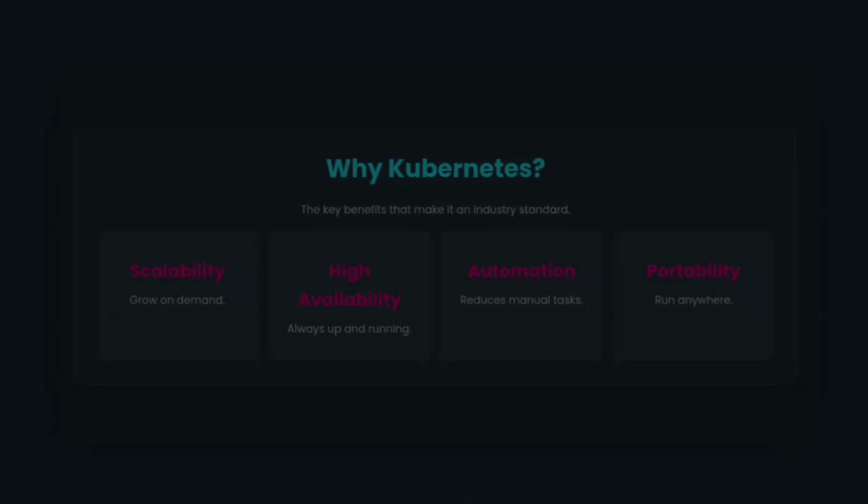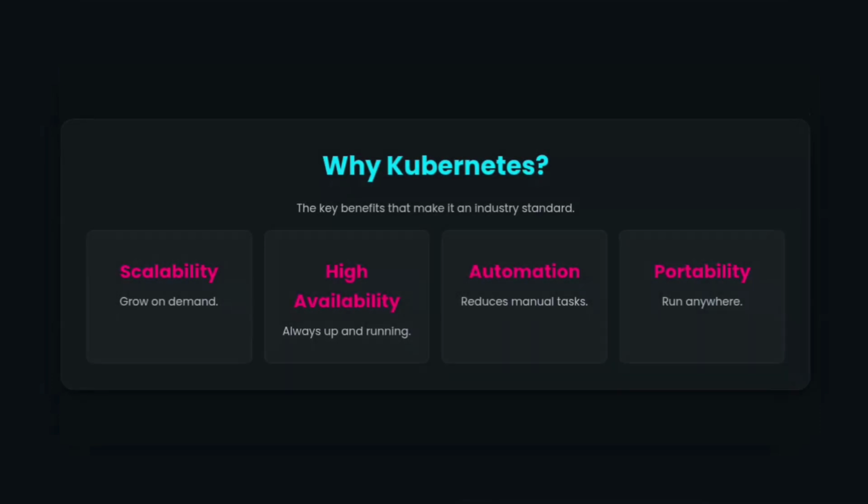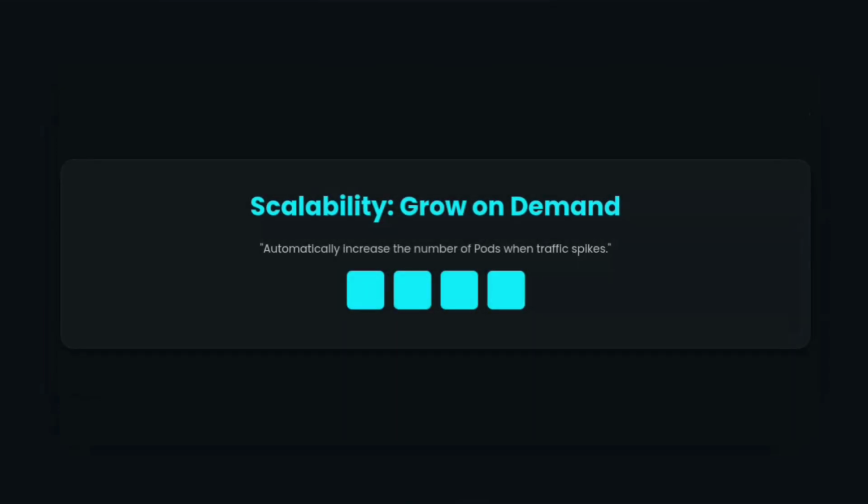So, why all the hype around Kubernetes? Let's take a look at some of the key benefits it offers. Scalability. Kubernetes makes it easy to scale your applications up or down based on demand. You can automatically increase the number of pods when traffic spikes and decrease them during quieter periods, optimizing resource utilization and ensuring your application can handle any load.